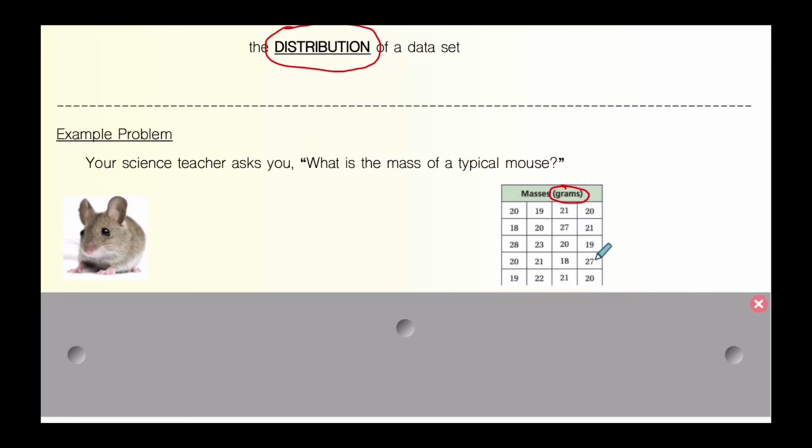But this is hard to make an answer to this question. What's the mass of a typical mouse? I don't know, there's numbers all over the place here. So one way that you could make this easier to interpret and visualize and understand is you could display the data in a dot plot, which is what we are going to do. We're also going to then identify some key things that we see in the dot plot. But the first thing we have to do is make a dot plot.